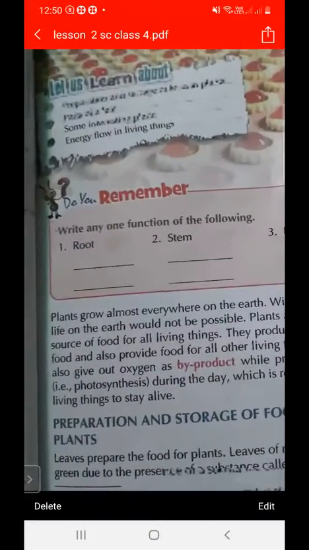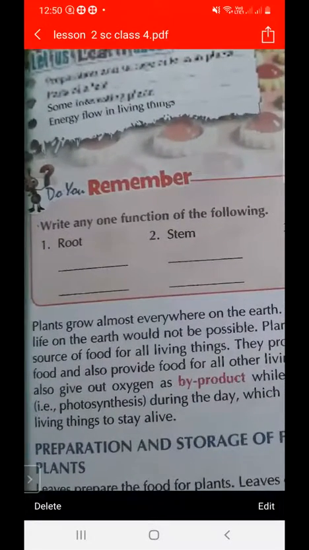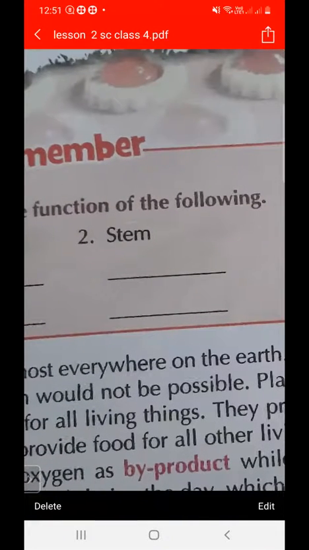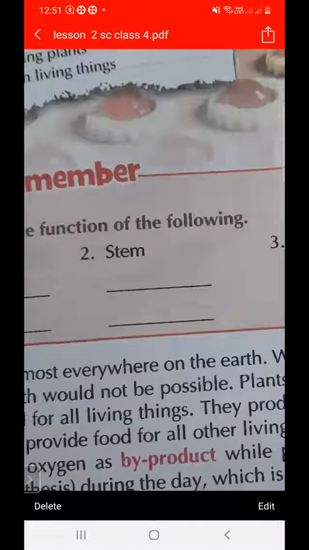Again, I am repeating, what is the function of root? Root carries water and minerals from the root to different parts of the plant. And what is the function of stem? Stem keeps the plant upright and straight.